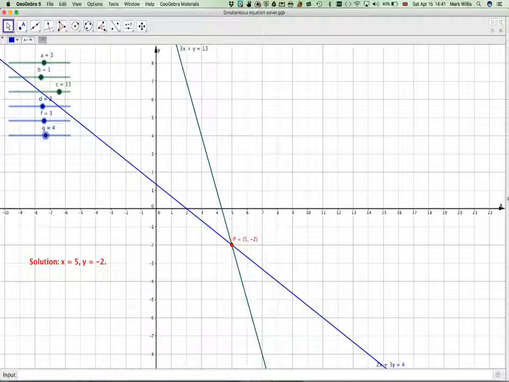What this represents is these are two linear lines, two straight lines, and they meet at a set of coordinates where x is 5 and y is minus 2. And these are the solutions of this simultaneous equation. Okay, so you can see how this applet works, so it might help you when you perhaps are doing an exercise to check what you're doing.